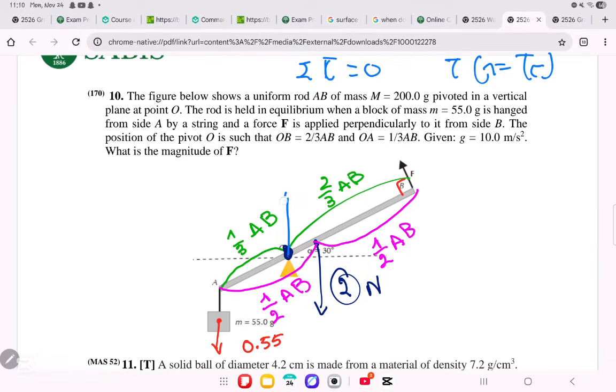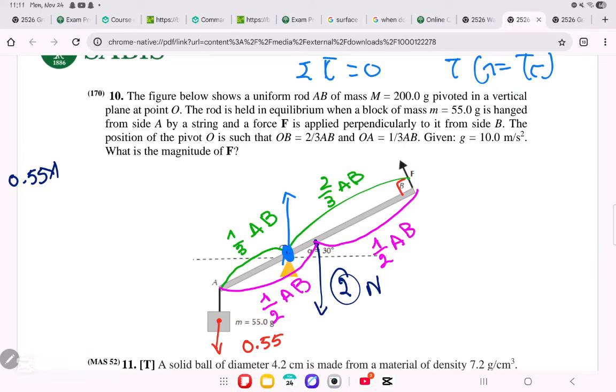But we forgot something important. We know that the pivot will exert a normal push. If we take this point as our axis of rotation, we're getting rid of the torque of the normal push of the pivot. So what would that leave us with? That would leave us with 2 counterclockwise forces. So that would be 0.55 newtons times the perpendicular distance.